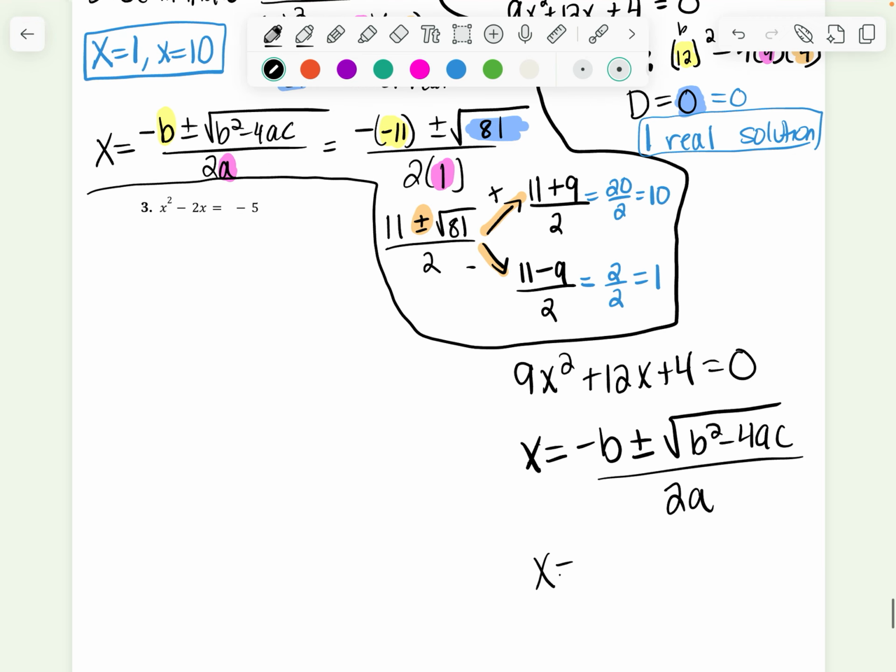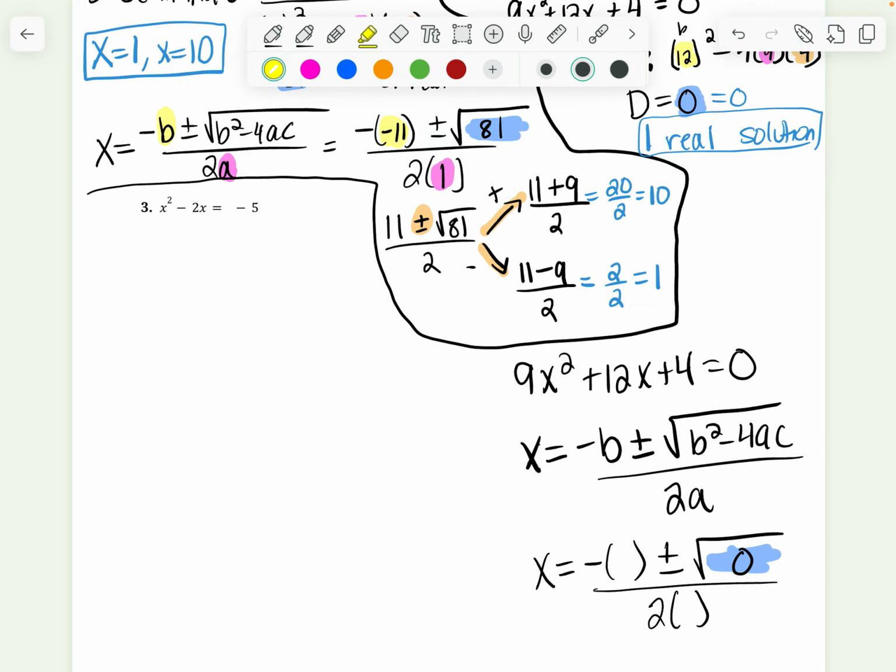Okay, so we're going to have x equals negative, and we're going to have to plug in for b. We know that the discriminant, the part that is under the square root, is going to be that 0 that we found up top. The b squared minus 4ac equals 0. Then it's all over 2 times a.